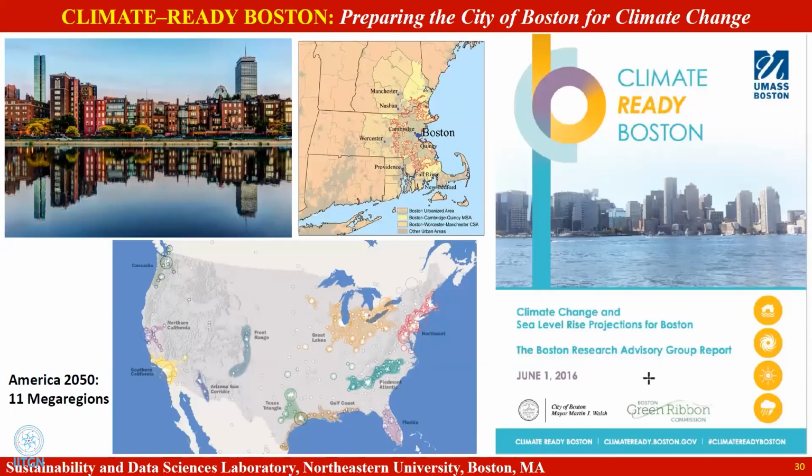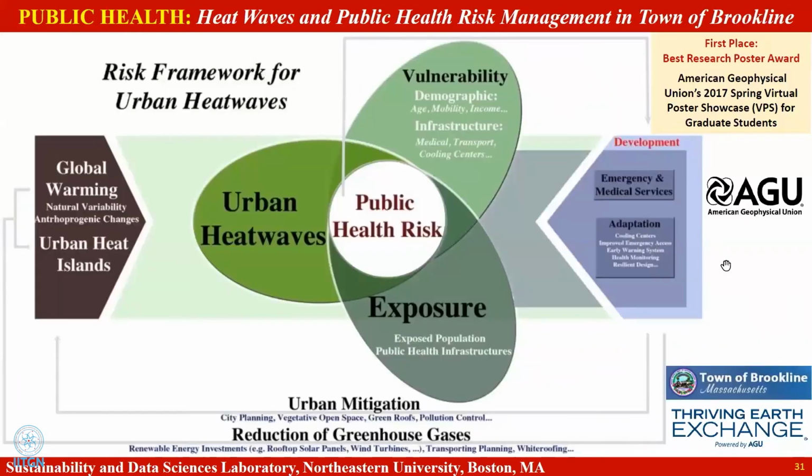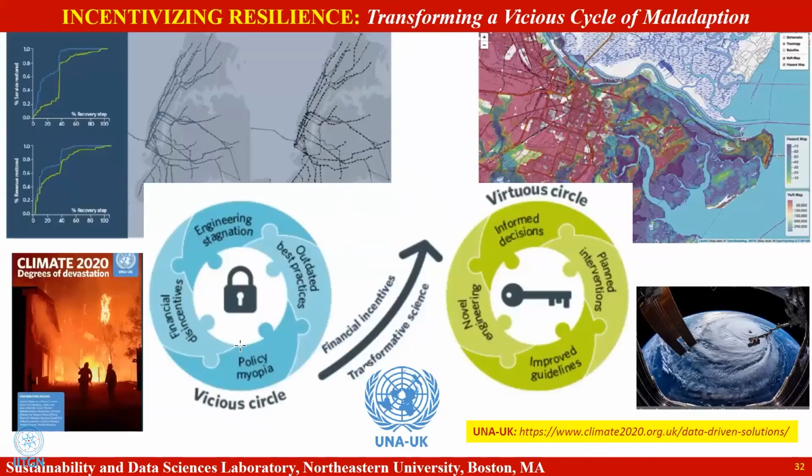And all of this then needs to be translated to what can be done for cities. So our group, our lab has been working very closely with the city of Boston to help them with the Climate Ready Boston report. Then with the town of Brookline, which is a suburb of Boston, to try and understand public health risk in the context of urban heat waves. I'll not go through the details right now.